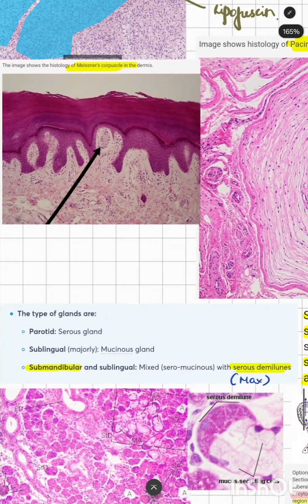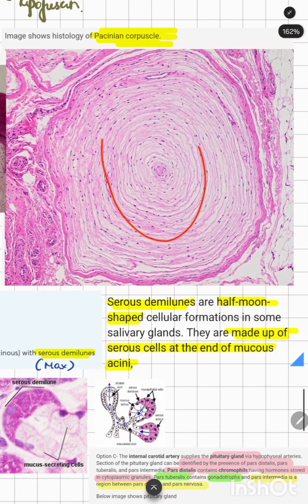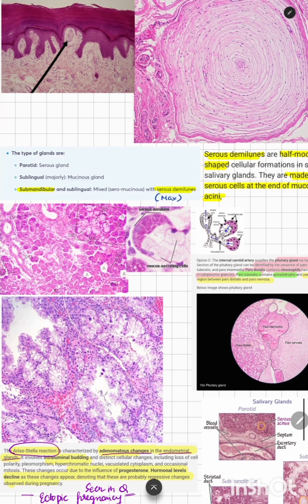This is just the histological section showing Meissner's corpuscle in the dermis, right? And this is Pacinian corpuscle, which is in the form of an onion ring. And types of glands. In part 1 video, I have told about parotid gland is an important example for serous acini. Basically, example for serous gland is parotid, and mucinous gland example is sublingual, and example for mixed gland is submandibular and sublingual.